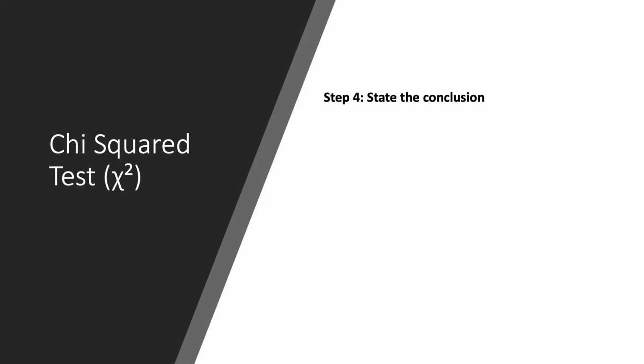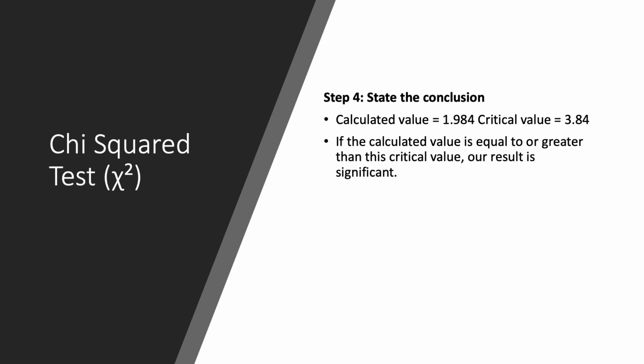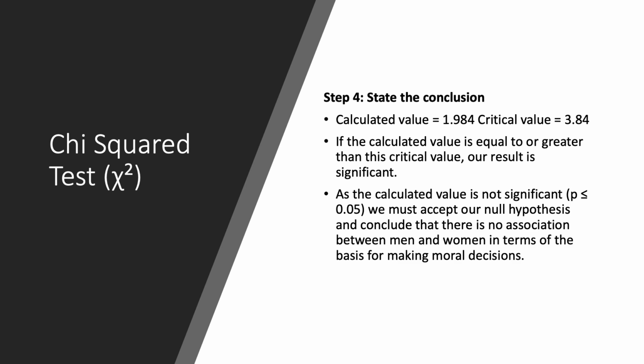So then we just state the conclusion. Our calculated value, just to remind you, was 1.984. Our critical value was 3.84. Is this significant? No, it is not, because the calculated value is not equal to or greater than the critical value. So then we state our results like this. As the calculated value is not significant at p is less than or equal to 0.05, we must accept our null hypothesis and conclude that there is no association between men and women in terms of the basis for making moral decisions. And that would be your conclusion. And this is something that you could be asked to do in the exam.